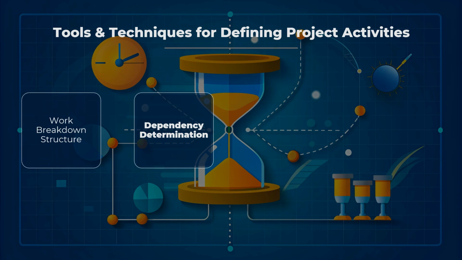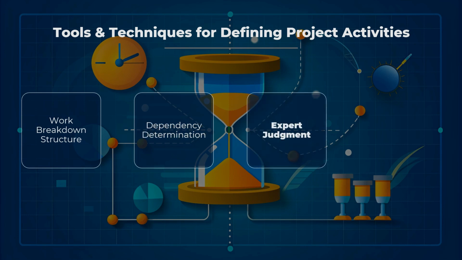Benefits: properly determining dependencies ensures a logical and efficient sequence of activities, preventing delays and bottlenecks. Expert judgment is another valuable technique for defining project activities. This involves leveraging the expertise of individuals or groups with specialized knowledge in the relevant subject area. Sources: experts can include project managers, team members, consultants, stakeholders, and industry specialists. Benefits: expert judgment helps in making informed decisions, estimating activity durations accurately, and identifying potential risks and issues early.